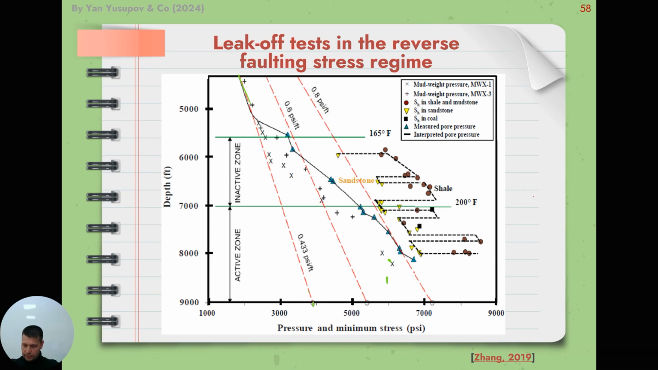This figure presents a measured minimum horizontal stress profile with depth. The minimum horizontal stress in the mudstone at any given depth is considerably greater than that in the sandstone. This might be caused by the sandstone having a lower Poisson's ratio than the shale, or by lithology-dependent phenomena.